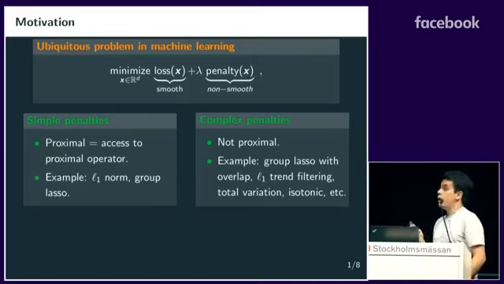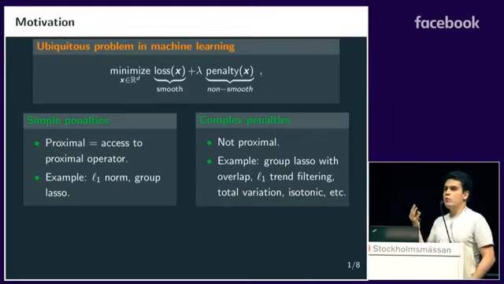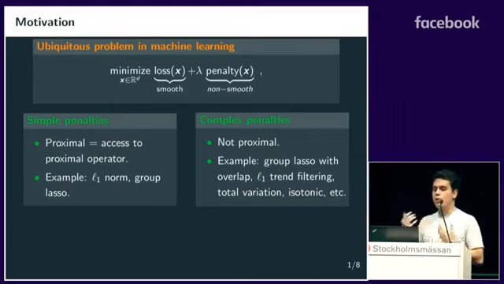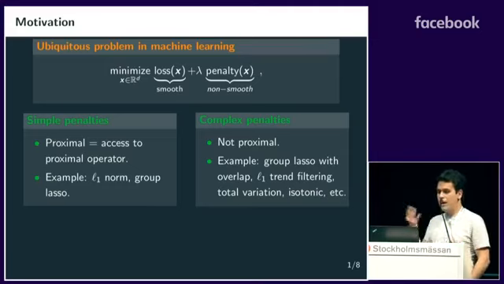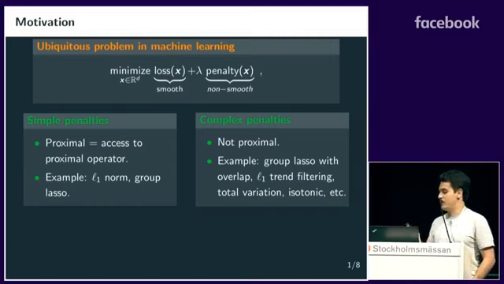And if the non-smooth term is simple enough that we have access to its proximal operator, then very efficient methods exist already, like proximal gradient descent. However, recently, the desire to encode more complex priors into our problem has led to the development of many other penalties that are more complex and for which we don't have access to the proximal operator. Examples of this are the group lasso with overlap, L1 trend filtering, total variation, isotonic constraints, etc.